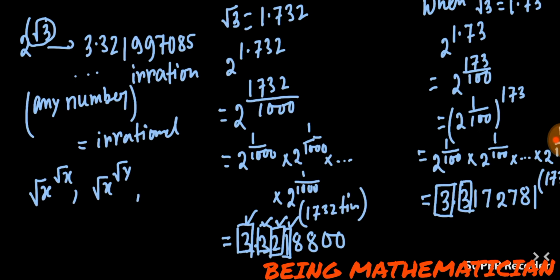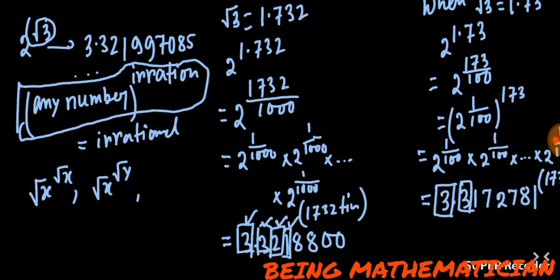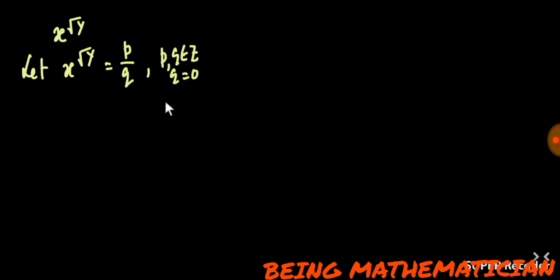Now come to an important question, that is, any real number to the power irrational is an irrational number. Is it possible to prove it? Let's see. Let us assume that the term is x to the power root y, and let x to the power root y be a rational number. So it can be expressed in p by q form, where p and q are integers, q not equal to 0, and HCF of p and q equal to 1.